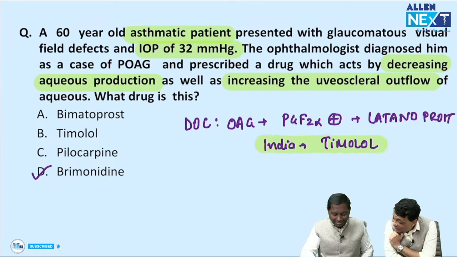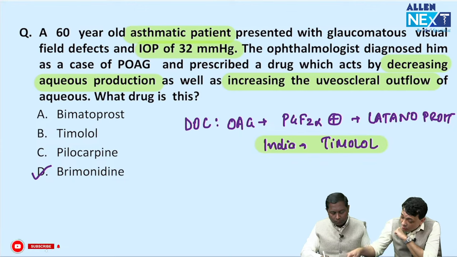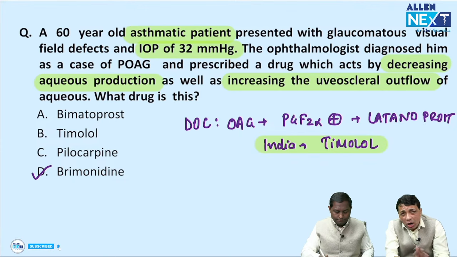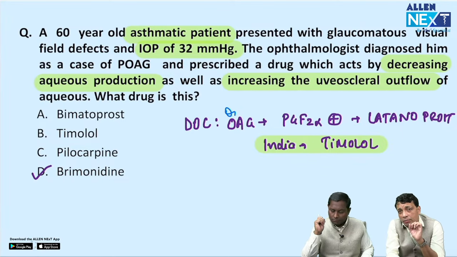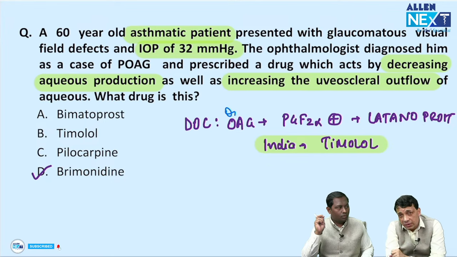Timolol was used about 20 years back. This is so because of the cost issue. Yes, the cost factor is there. So absolutely right, the drug of choice for open angle glaucoma is the prostaglandin analogs. There's no doubt about it. Please remember that out of these drugs, bimatoprost is the most powerful of all anti-glaucoma drugs. Prostaglandins reduce the pressure by almost 30 to 35%.